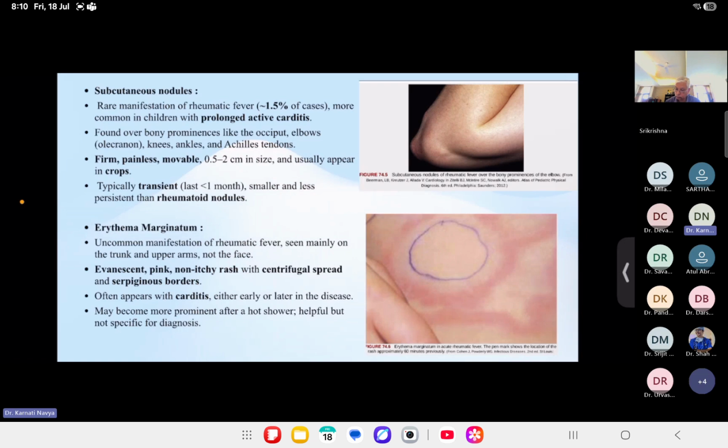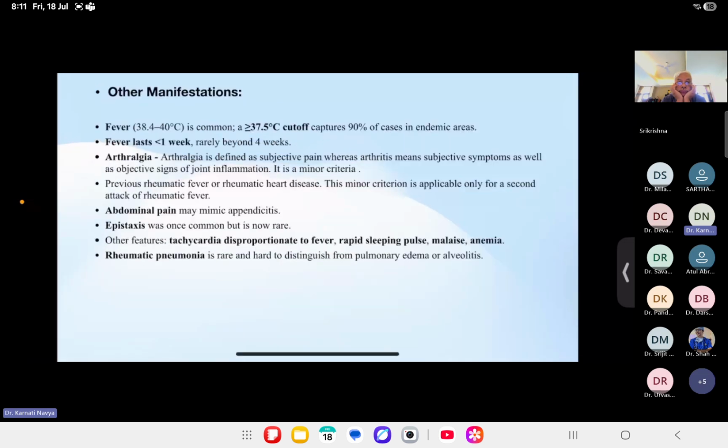Erythema marginatum is an uncommon manifestation of rheumatic fever, seen mainly on the trunk and upper arms, but not the face. It is an evanescent, pink, non-itchy rash with centrifugal spread and serpiginous borders. It often appears with carditis, either early or later in the disease. It may become more prominent after a hot shower, helpful but not specific for the diagnosis.